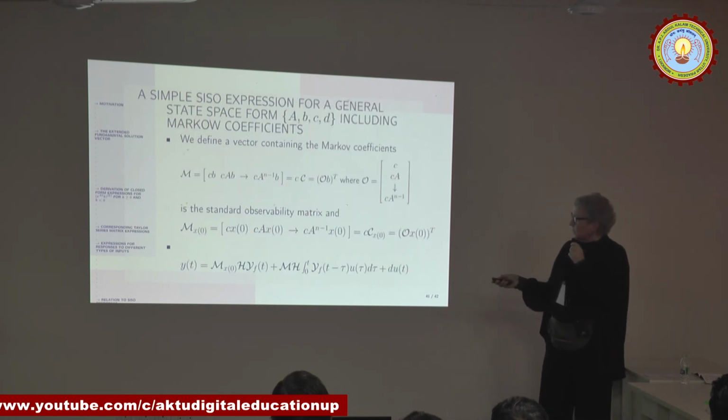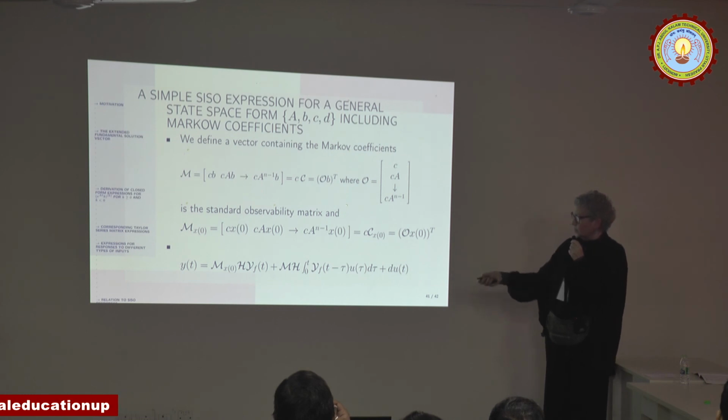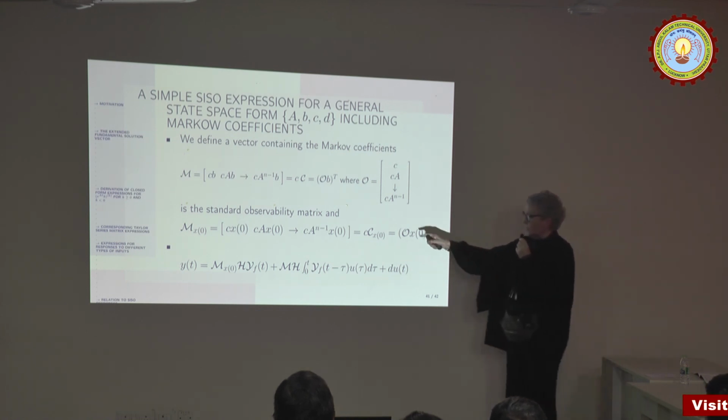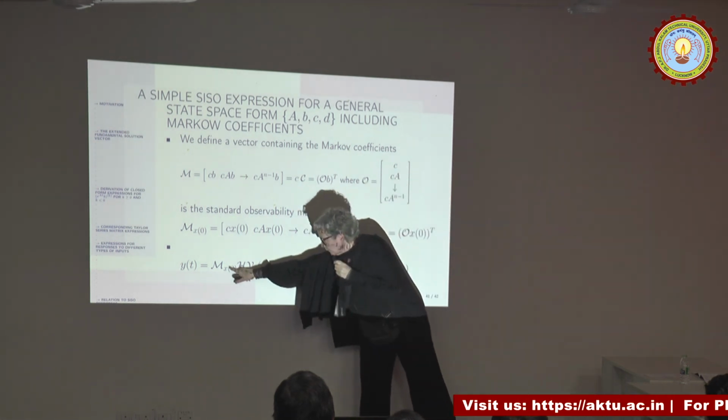Another favorite result is we can write the SISO result like that, and in that case the Markov coefficients appear here in front.